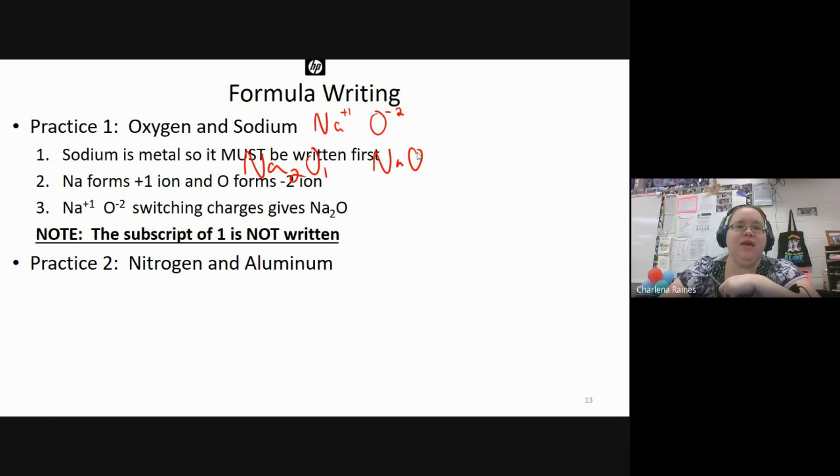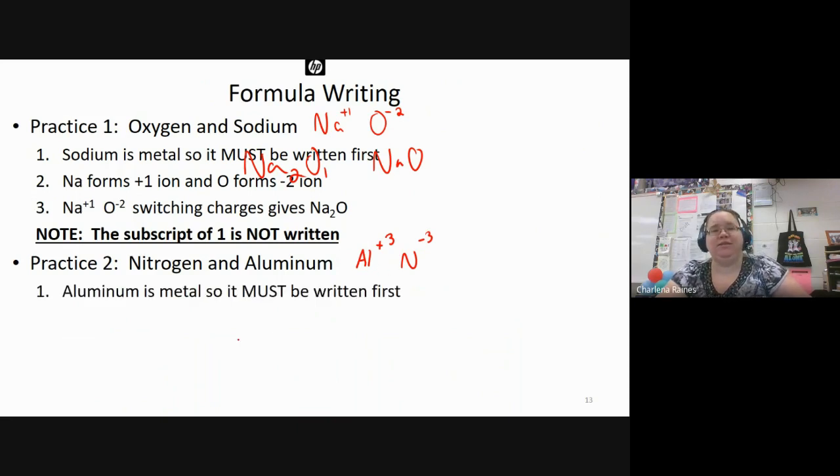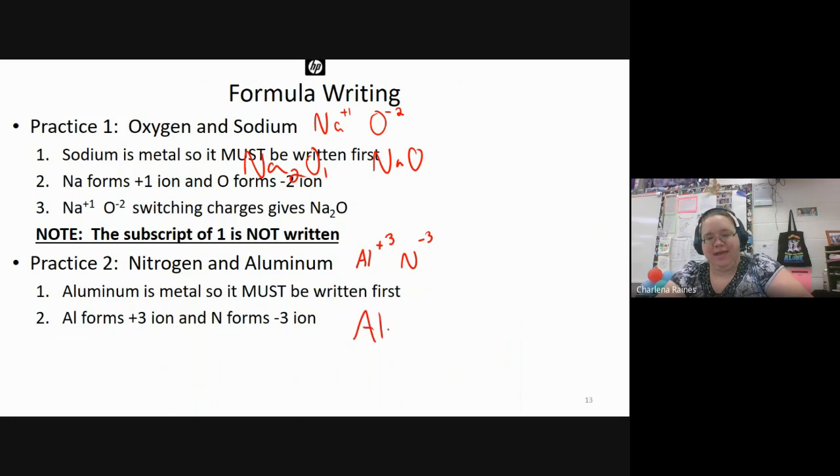Looking at the next one, I've got nitrogen and aluminum. Of these two, aluminum is my metal. It's the one that's to the left of the stair, so it has to go first. It's in group 13, so it's a +3. Nitrogen in group 15 is a -3. Do these equal 0? Yes, they do. So if they already equal 0, it only takes 1 of each element to balance it out. So therefore, my chemical formula would be AlN.